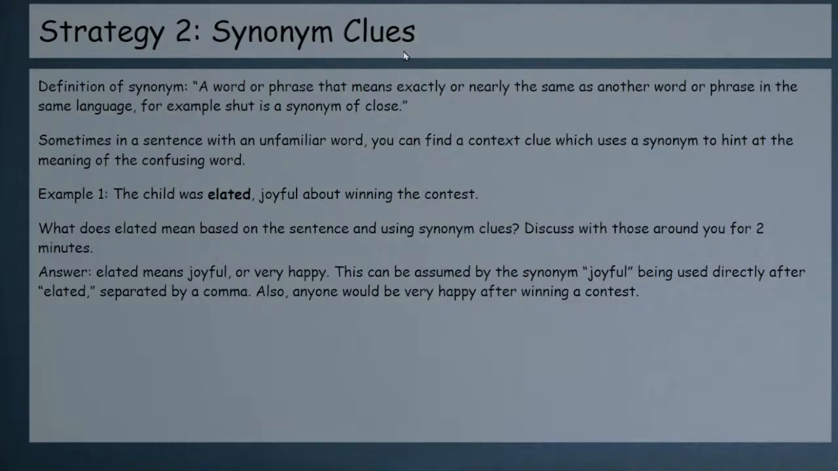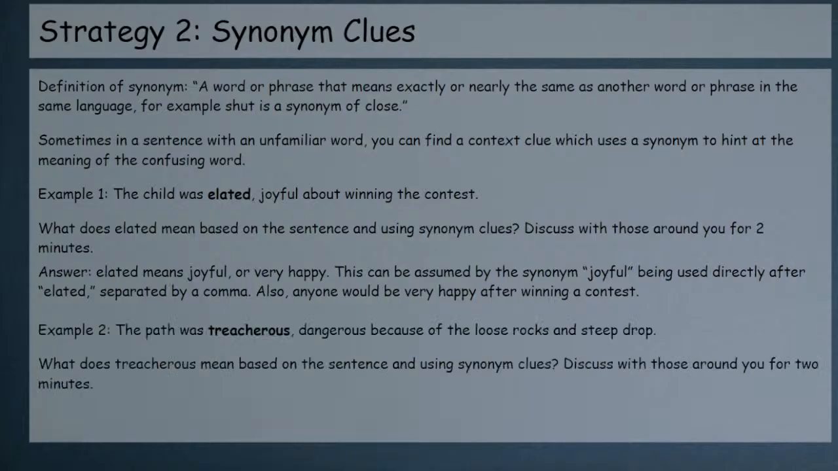That is what a synonym clue is. It's when there's a word that means the same thing and tells you what the confusing word means. Now let's go on to our second example. In example 2, it says here, the path was treacherous, dangerous because of the loose rocks and steep drop. What does treacherous mean based on the sentence and using synonym clues?